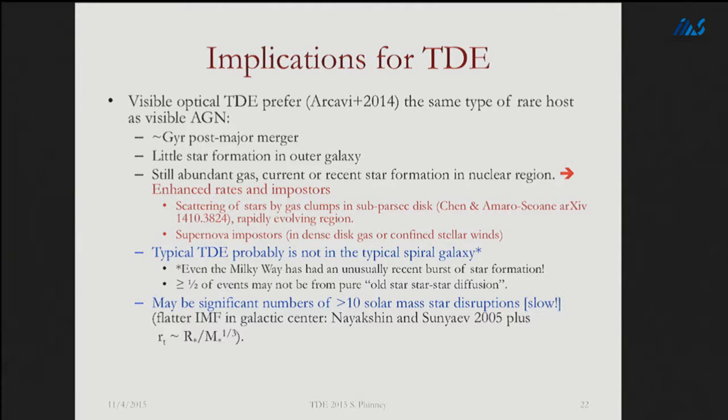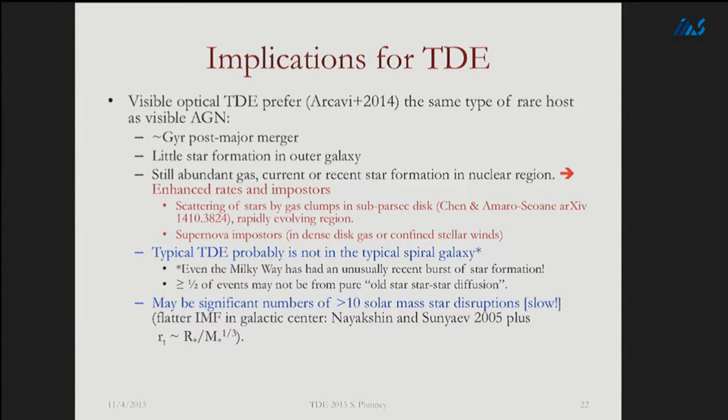Okay, so some implications for the TDEs. I think the most interesting implication is that, looking at the connection between these E plus A-ish galaxies and the AGN, it indicates that the star formation in the outer parts of the galaxy is turned off, but there still is currently or very recently been lots of gas in the nuclear region to either feed the black hole or cause nuclear star formation. So I think there's interesting possibilities for enhanced rates and imposters, as I'll mention briefly.